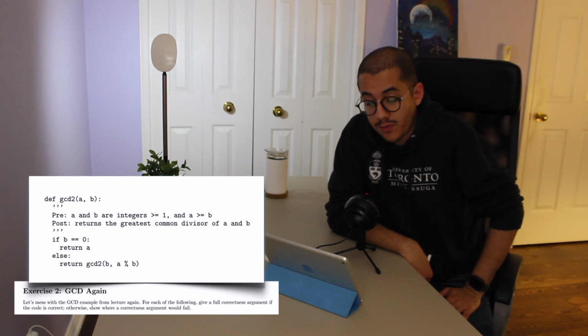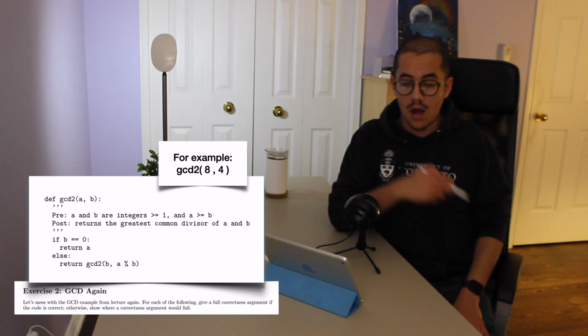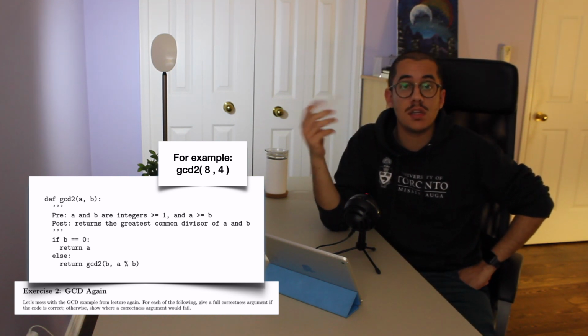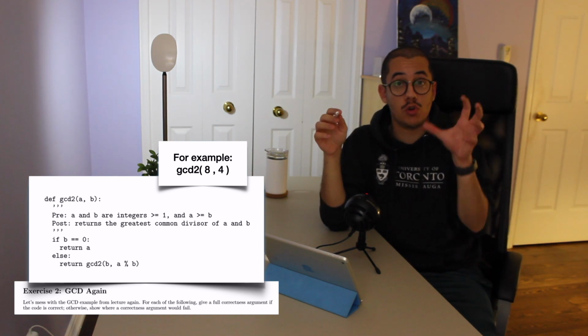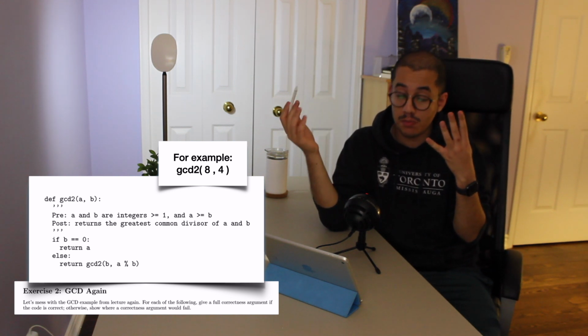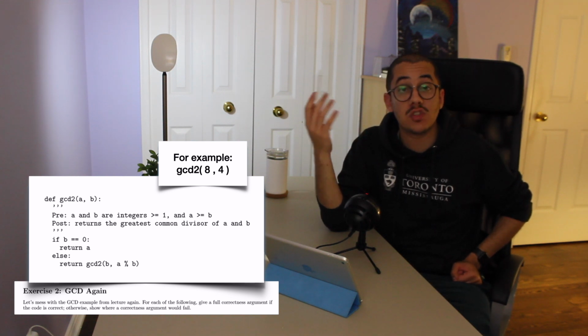GCD2, where the first parameter A is 8 and the second parameter is 4. If you go through the code, it's not going to go into the if statement. It's going to go to the else statement. It's going to return GCD2, recursively called with the first parameter being 4, because that's what B was, and A mod B, 8 mod 4, which gives you a 0.